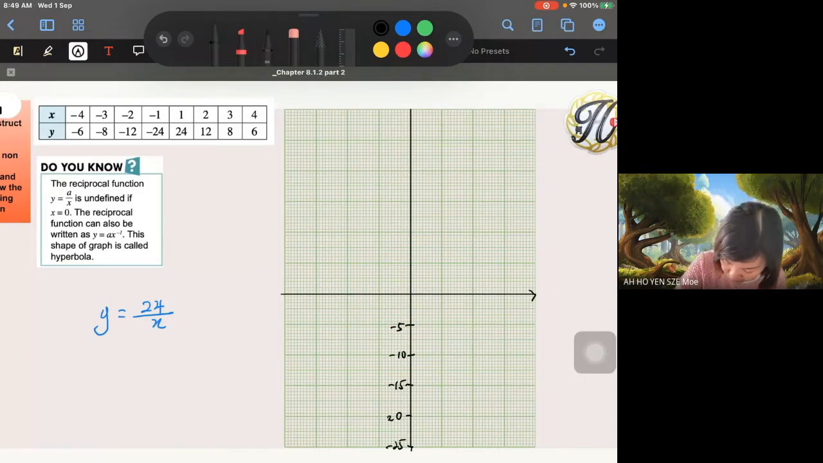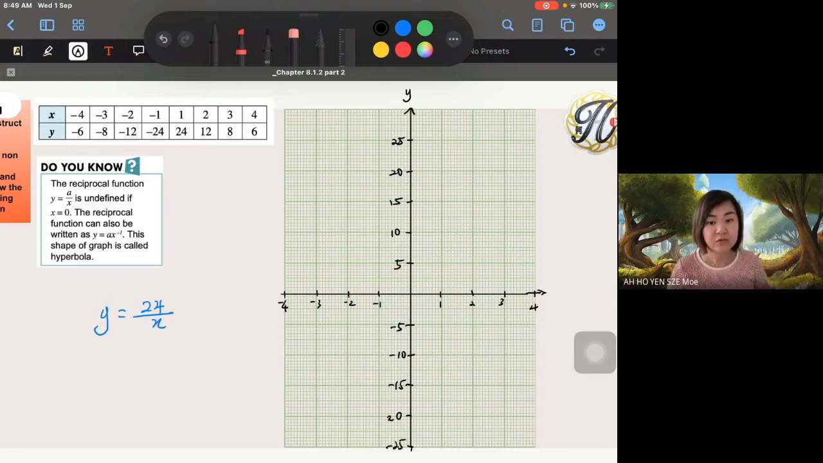Here also the same thing: 5, 10, 15, 20, 25. So this is y. The x is negative 1, 2, 3. The maximum I have to reach is 4 here. The graph paper is not enough. So negative 1, negative 2, negative 3, negative 4. Okay, that is enough for this.